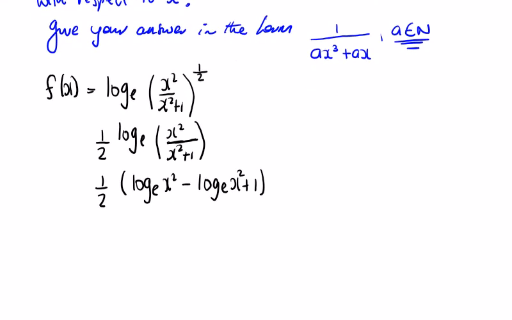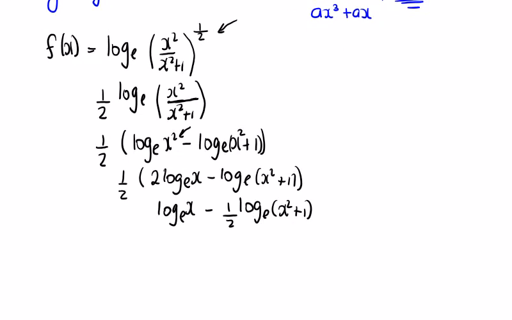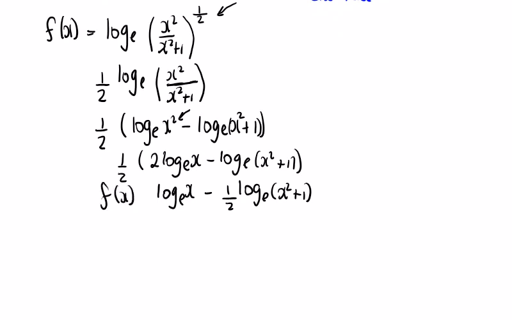And we can now apply that same rule again with the power in here. So we're going to get a half times twice the log to the base e of x minus log to the base e of x squared plus 1. At this point we should be able to differentiate. We can actually multiply the half by the 2 first. So that's just going to give me log of x to the base e minus a half log to the base e of x squared plus 1. So that's tidied up enough now. So now that's f of x. A bit of tidying up involved before we get to f prime x.